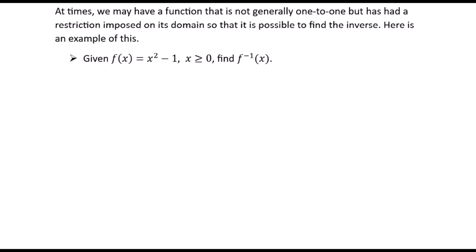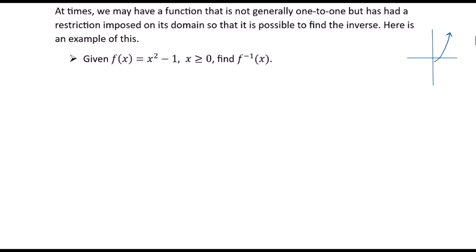If you think about this function f of x being x squared minus 1, just a quick sketch of this. This is a parabola that has been shifted down 1 unit, and it is definitely not a one-to-one function. It does not pass the horizontal line test. So when we say x is greater than or equal to 0 here, what they've done is restricted it to just the right half of that parabola. So now we can find f inverse of x.